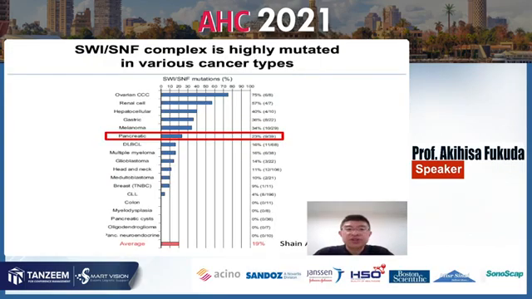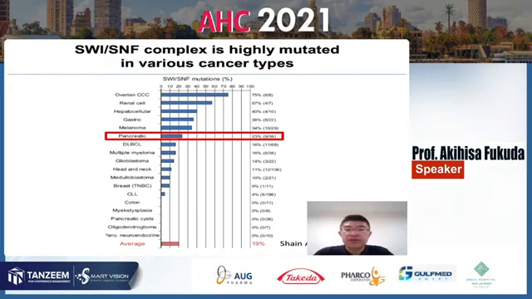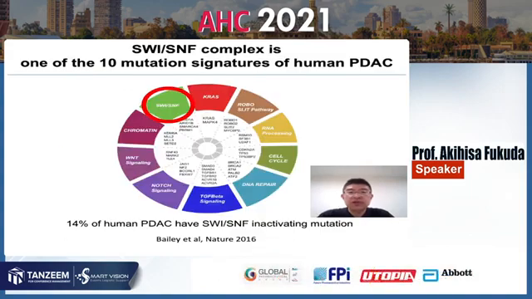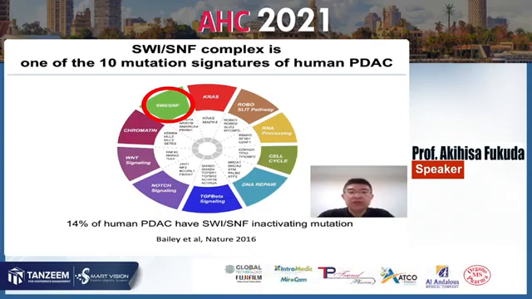A recent study shows that the SWI/SNF complex is highly mutated in various cancer types, including PDAC. In fact, recent global mutational analysis shows that the SWI/SNF complex is one of the 10 mutation signatures of human PDAC. 14% of human PDAC have inactivating mutations in components of the SWI/SNF complex.